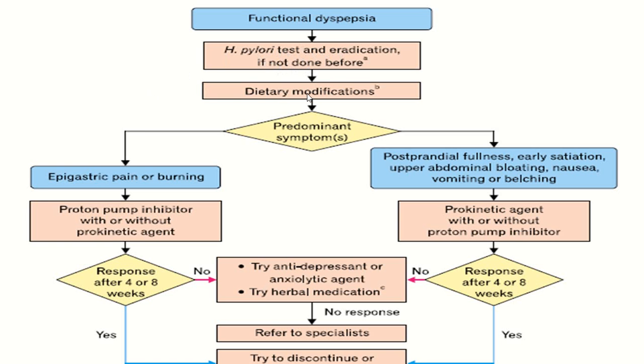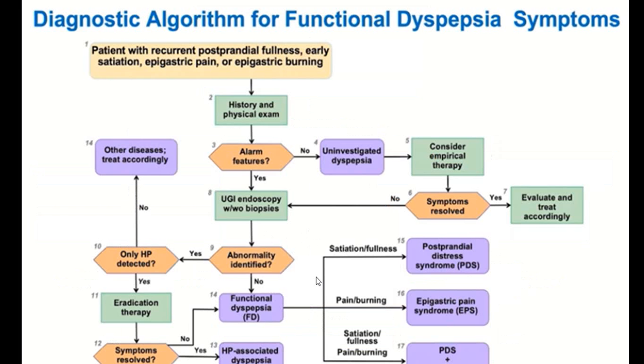Dietary modification. Which are the predominant symptoms? If it is postprandial fullness, prokinetic drugs with or without PPI. And if it is epigastric pain, proton pump inhibitor is the first drug of choice with or without prokinetic drugs. By and large, both are started together. And if it lasts longer, for more than 4 to 8 weeks, then tricyclic antidepressants are the common drug being utilized for what we call resistant or refractory functional dyspepsia. So that is the way we approach.